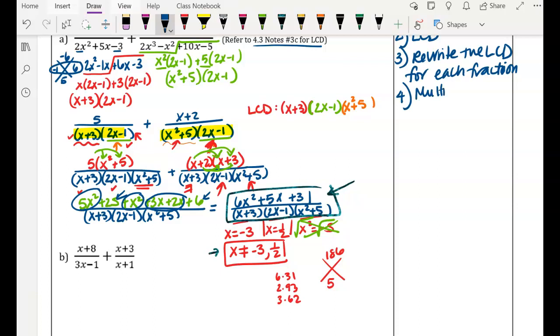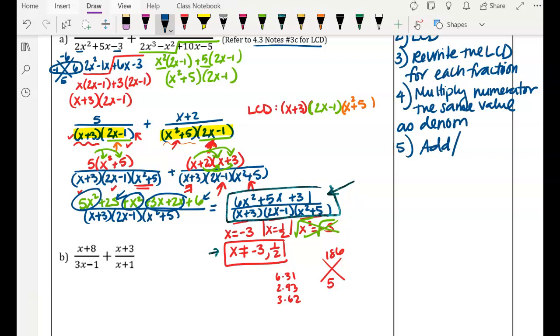Multiply the numerator the same value as the denominator. And then step number 5, add or subtract the top, that means the numerator. And then last one, state LCD.